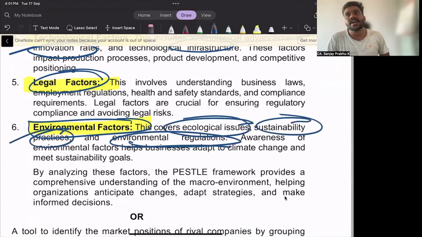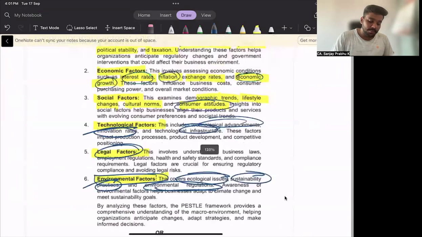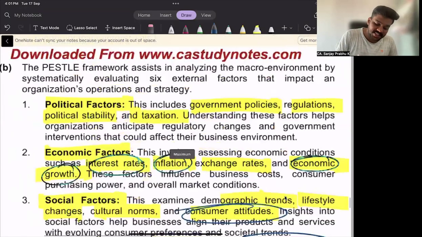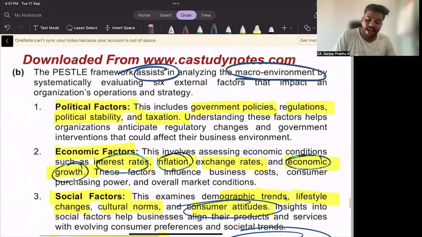Say for example, you can already see that because of changes in the environment, people have started shifting their vehicles from petrol and diesel to electric cars. So didn't that affect the business of those who were selling petrol and diesel cars? Why? Because of environmental factors, global warming, ozone layer depletion, all of these will have an impact on the business. So it's very important that the PESTLE framework assists in analyzing the macro environment.